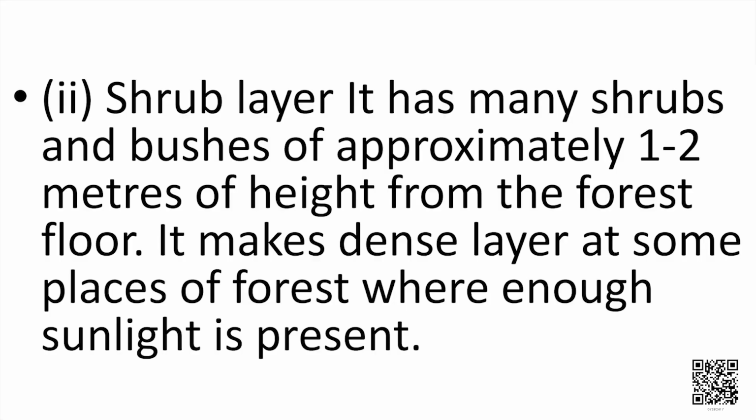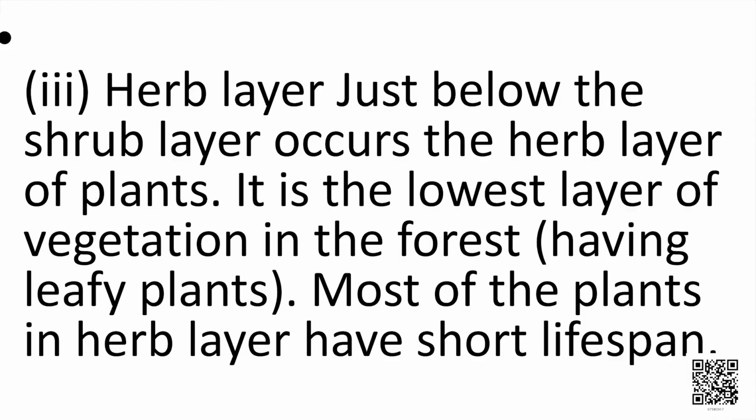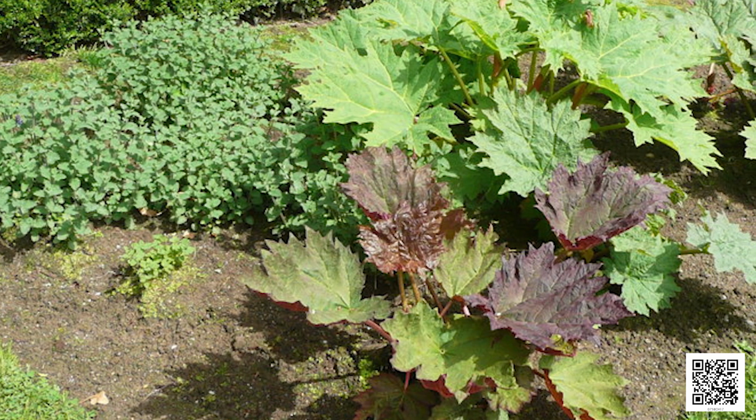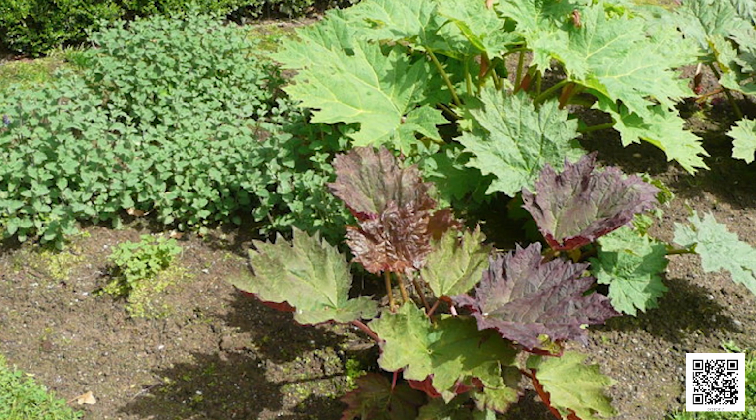Number 2, shrub layer. It has many shrubs and bushes of approximately 1 to 2 meters of height from the forest floor. It makes dense layer at some places of forest where enough sunlight is present. Then third, herb layer. Now herb layer is just below the shrub layer. It is the lowest part of vegetation in forest. Now most of the plants in herb layer have very short lifespan.